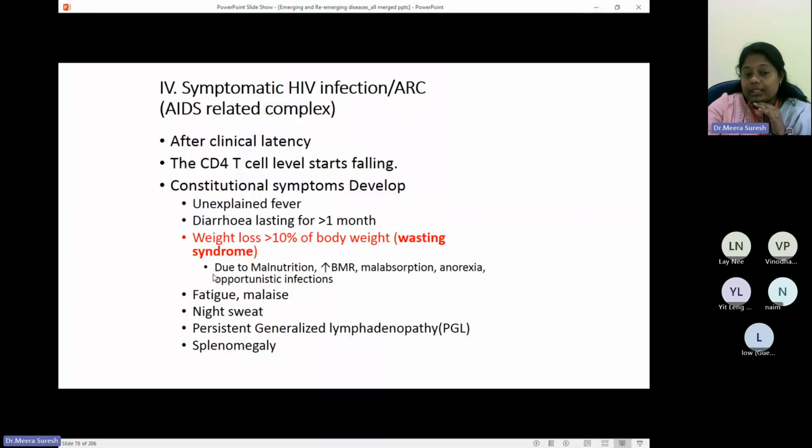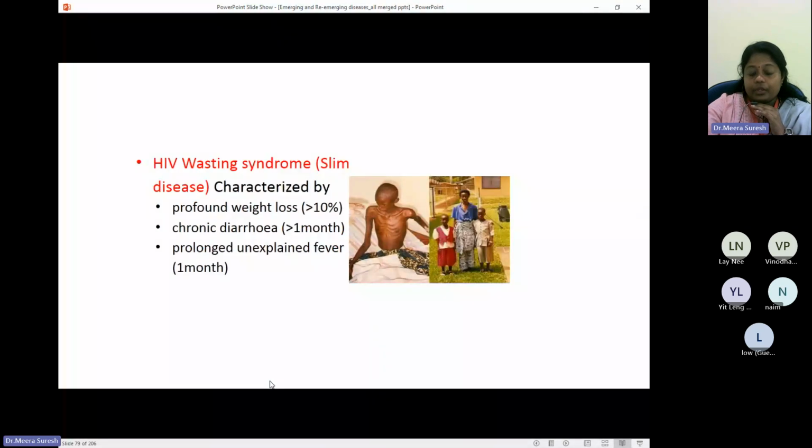This body weight loss can happen due to malnutrition, increased basal metabolic rate, malabsorption, anorexia, and opportunistic infection. There will be fatigue, malaise, night sweats, PGL, splenomegaly, etc. So the HIV wasting syndrome or slim disease is characterized by profound weight loss of more than 10%. The person may develop a cachectic look, chronic diarrhea for more than 1 month, and prolonged unexplained fever for more than 1 month.